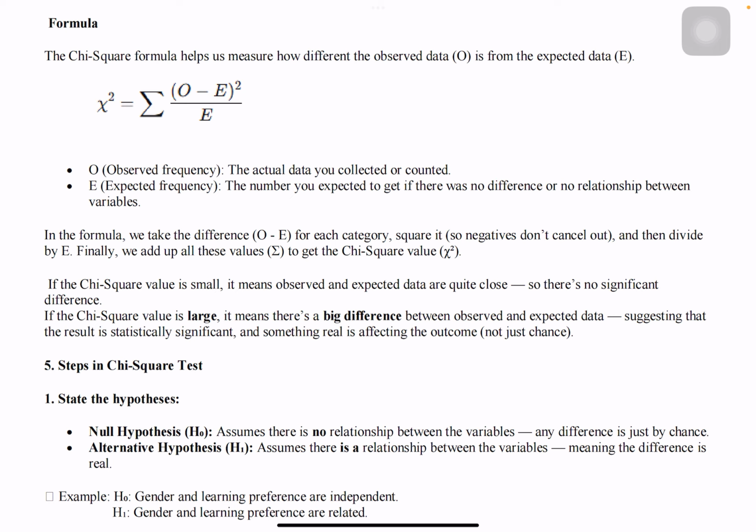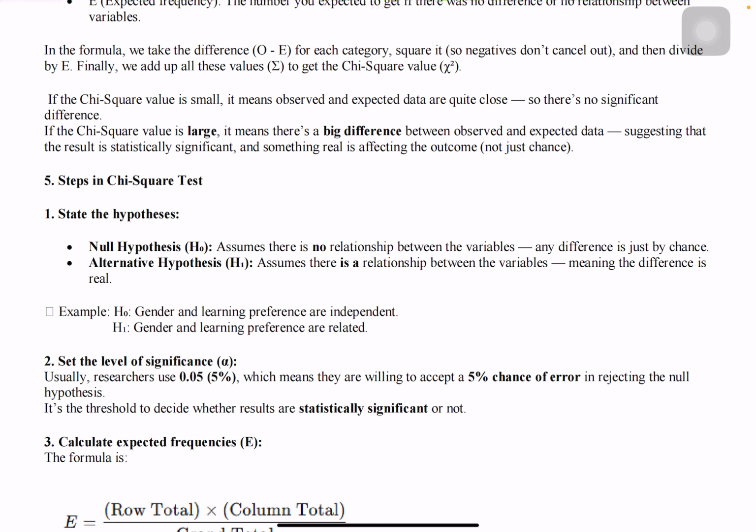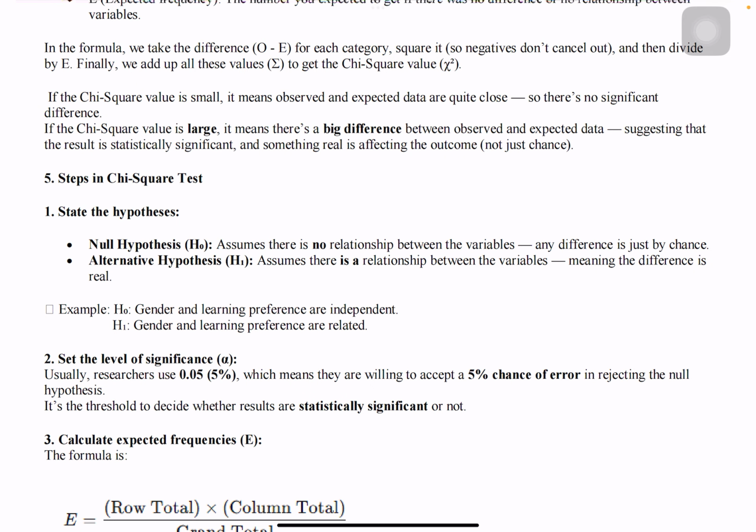If the chi-square value is small, it means observed and expected data are quite close, so there is no significant difference. If the chi-square value is large, it means there is a big difference between observed and expected data, suggesting that the result is statistically significant and something real is affecting the outcome, not just chance. Steps in the chi-square test: state the hypothesis. Null hypothesis H0: assume there is no relationship between the variables.